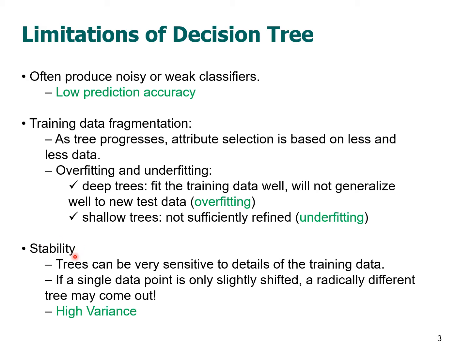The third problem of decision tree is related to stability. A decision tree is very sensitive to details of the training data. What it means is, if you change just a single data point or just a few data points in the training data, sometimes it may end up generating a completely different decision tree. This means the decision tree has very high variance, and it usually ends up degrading the performance of the decision tree.